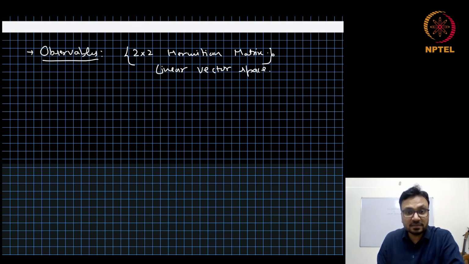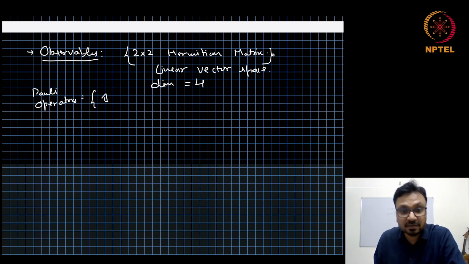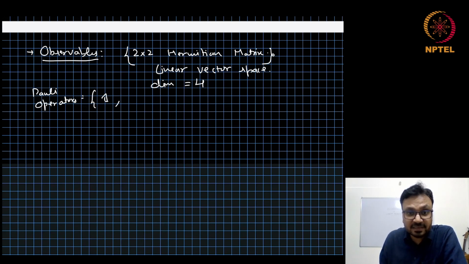And the dimension of this can be calculated. We just write it. Dimension of this is 4. The basis for it can be chosen anything, but we choose something more particular. It's called Pauli operators. This will be used extensively in the later studies. So these are the 4 operators: identity, sigma x, sigma y, sigma z. Sometimes we call them sigma 1, sigma 2, and sigma 3 also.